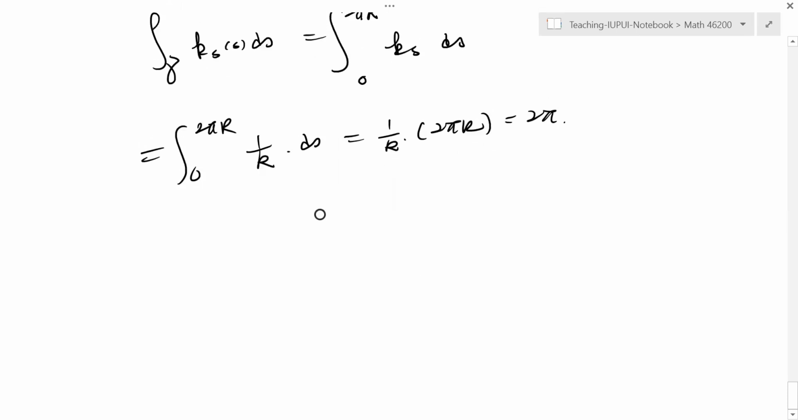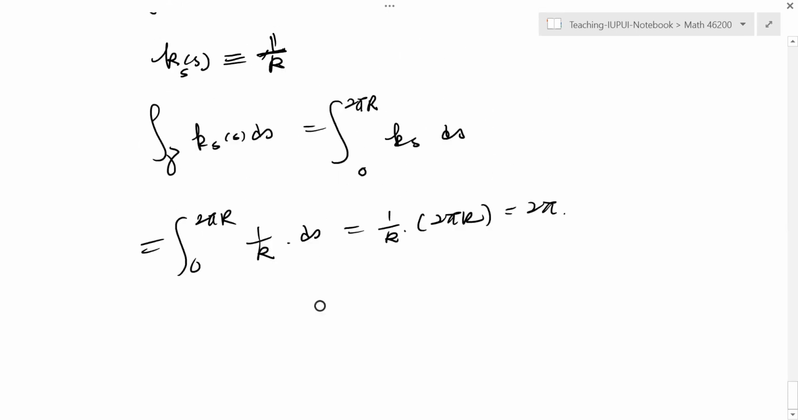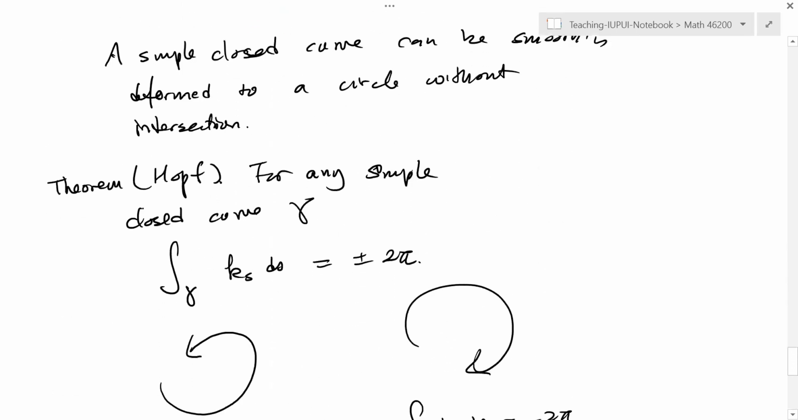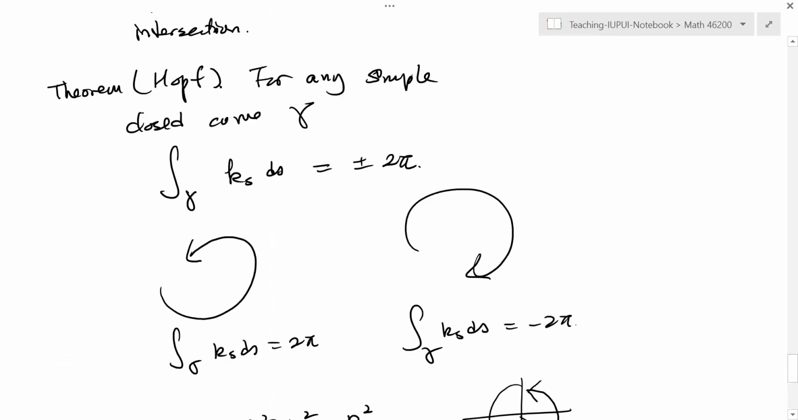Right? So that is why, for any simple closed curve, the total sine curvature should equal either 2 pi or negative 2 pi. The sign depends on the inner orientation.